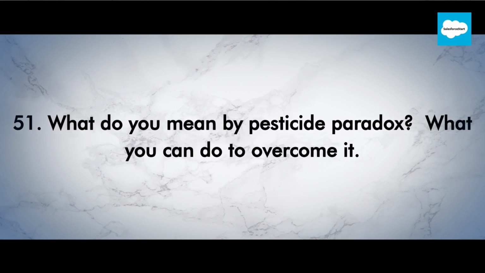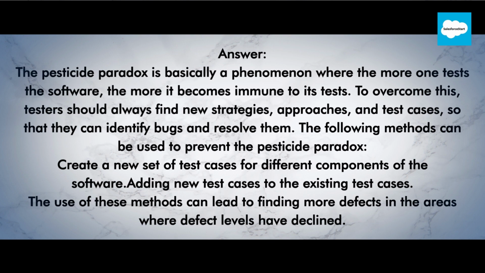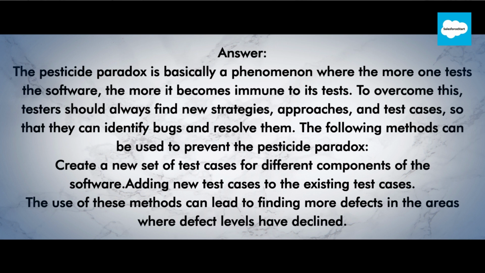51. What do you mean by pesticide paradox? What can you do to overcome it? Answer. The pesticide paradox is basically a phenomenon where the more one tests the software, the more it becomes immune to its tests. To overcome this, testers should always find new strategies, approaches, and test cases, so that they can identify bugs and resolve them.